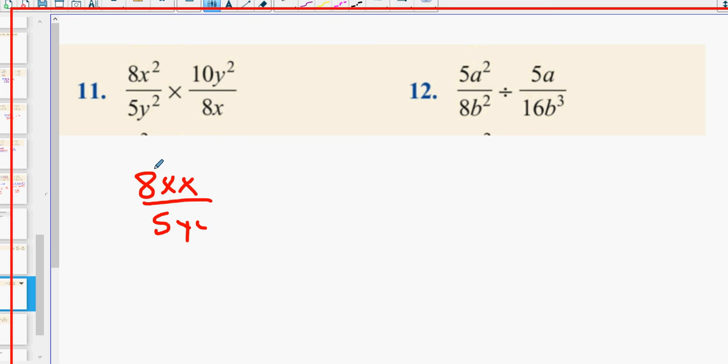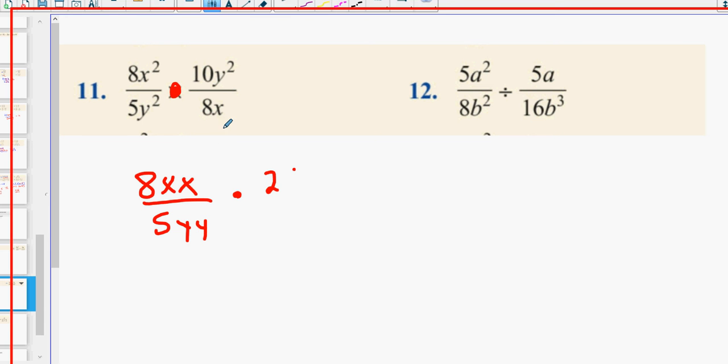5yy. Now that 10 could be broken up into 2 times. Actually, I'll get rid of the x because the multiplication sign is confusing with the x's. Is everybody all right with that? Just going to get rid of it. Just going to treat it as a dot. Okay. What can I break 10 up into?